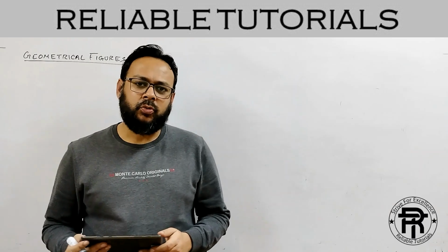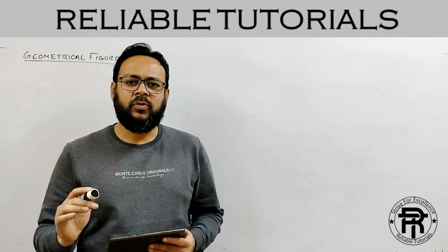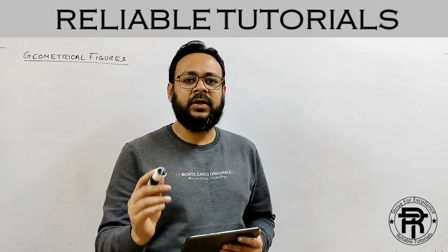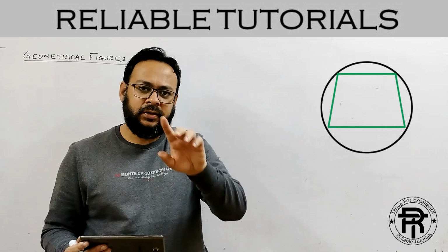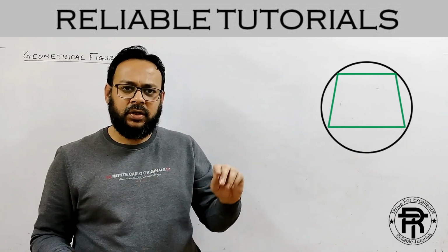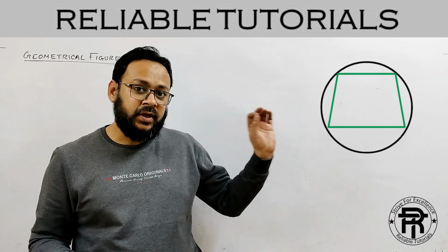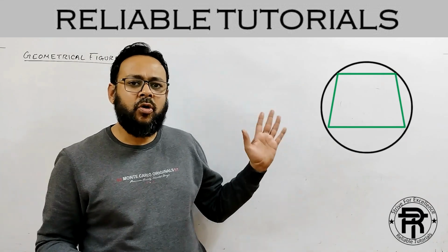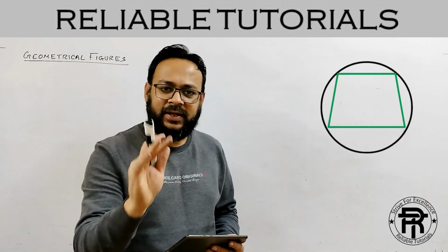Now let us take one more question that is actually based on cyclic quadrilateral. Before starting the question, I would like to tell you about the concept of cyclic quadrilateral. A cyclic quadrilateral is a quadrilateral that lies inside the circle. When all the four vertices of the quadrilateral lie on the circumference of the circle, then the quadrilateral is known as a cyclic quadrilateral.